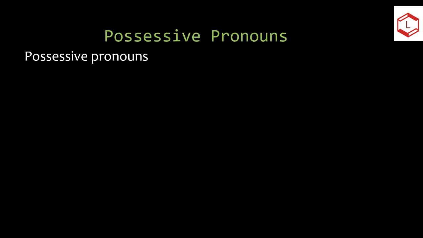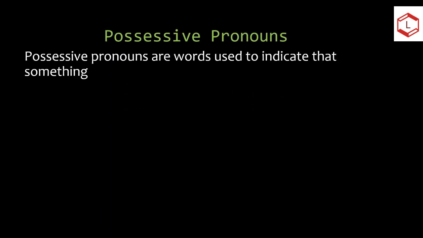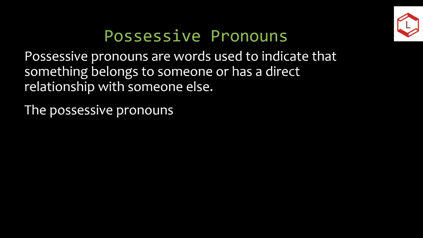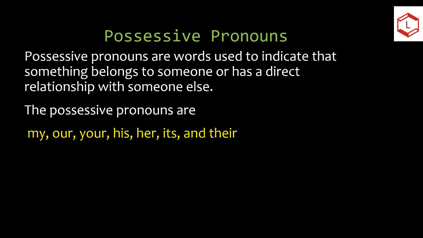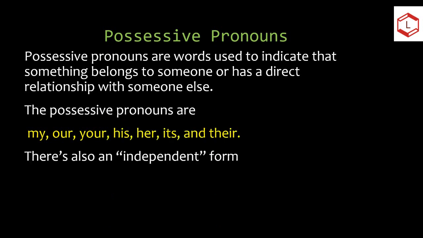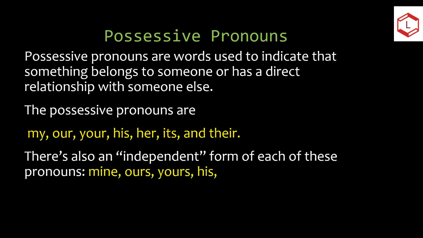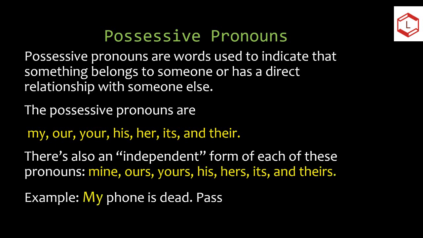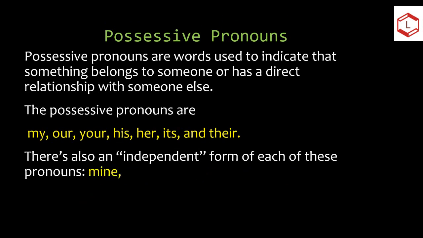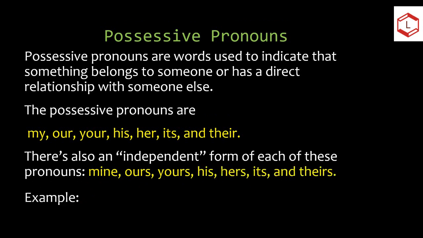Possessive pronouns are words used to indicate that something belongs to someone, or has a direct relationship with someone else. They are often used in speech and writing to avoid repetition. The possessive pronouns are my, our, your, his, her, its, and their. There's also an independent form of each of these pronouns, such as mine, ours, yours, his, hers, its, and theirs.